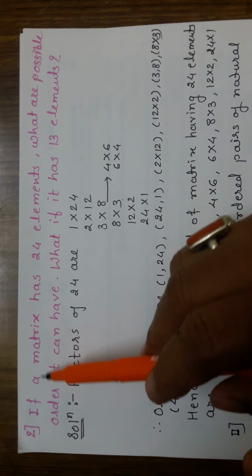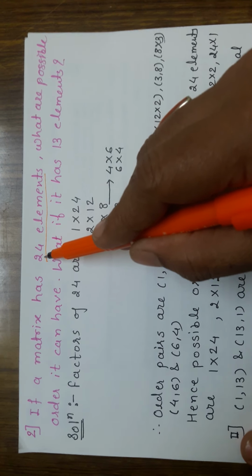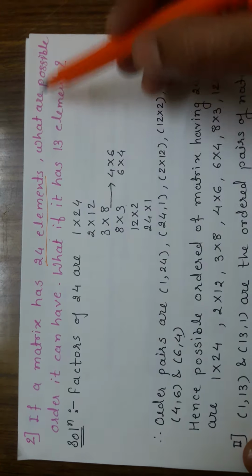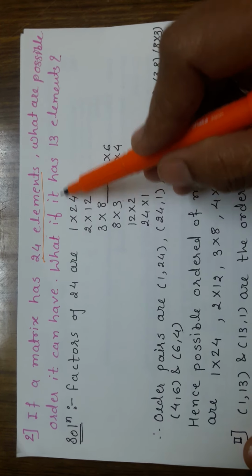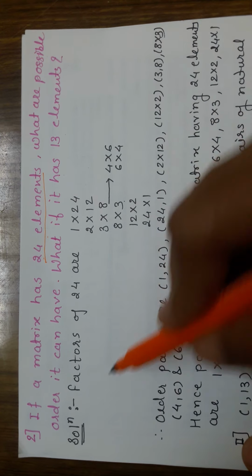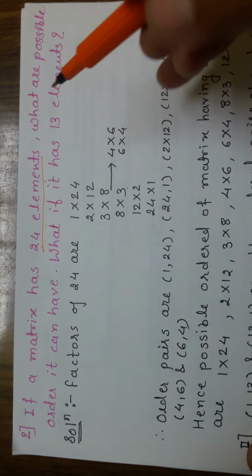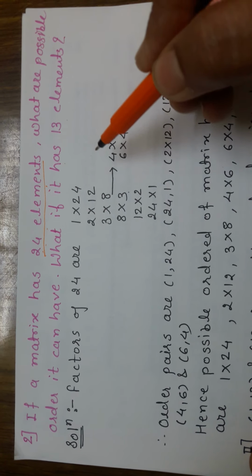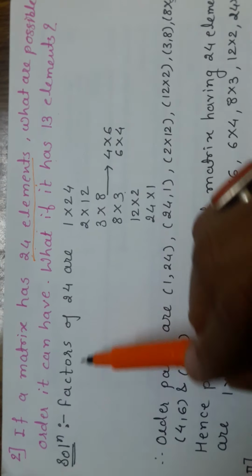Second problem: if a matrix has 24 elements, what are the possible orders it can have? What if it has 13 elements? Means they had given the number of elements and how many matrices of different order we can form, that we have to find. Now what we will do?